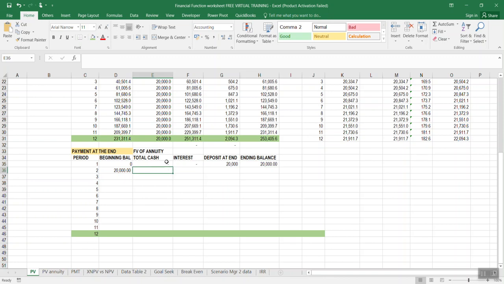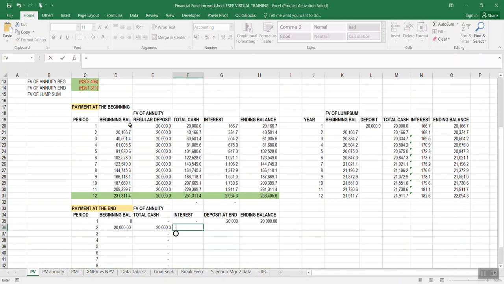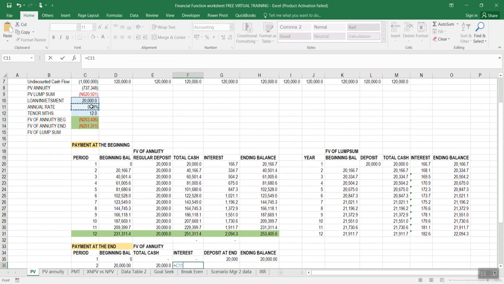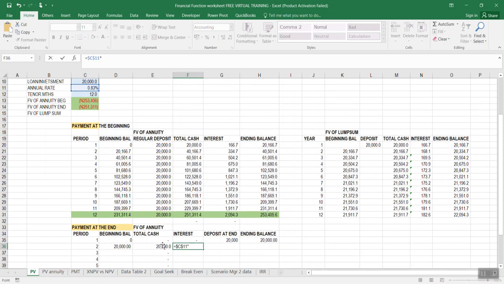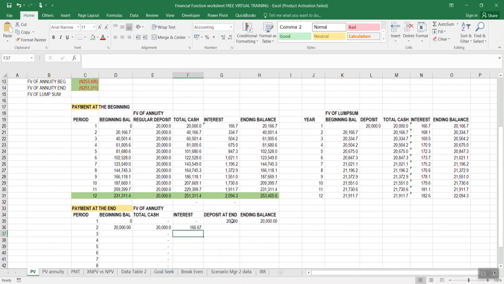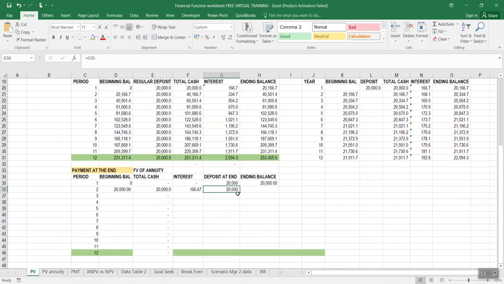What's my total cash flow here? I'm going to roll this because I will apply the sum function here. What is my interest? My interest here is 8%. Let me fix it so that I can roll it down. Multiply by total cash. I say enter. Here again, I'm going to deposit another 20,000 naira in the second month. I'll be depositing 20,000 naira every month for 12 months.